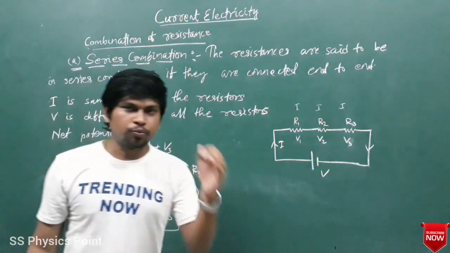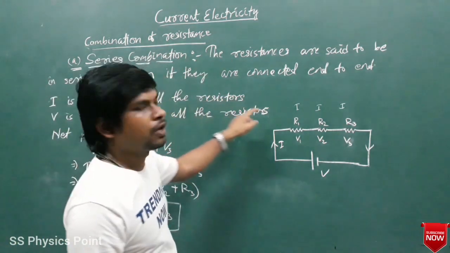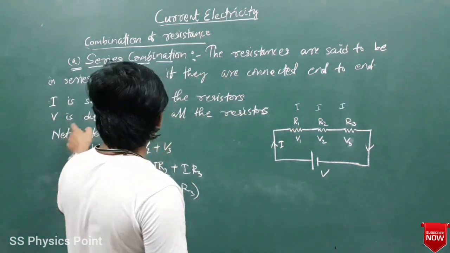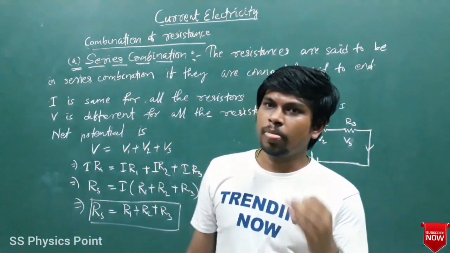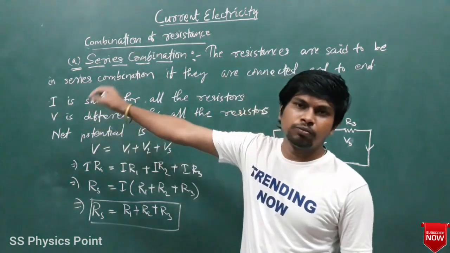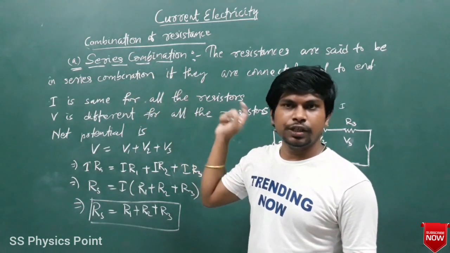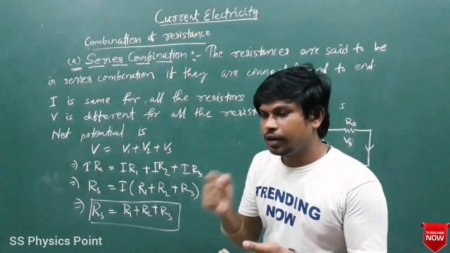So write properly what is series combination, and write that the current is the same for all the resistors in series combination, while the potential difference is different for all the resistors. Don't write in symbols, just write in language that the current through each resistor is the same, while the potential drop across each resistor is different.